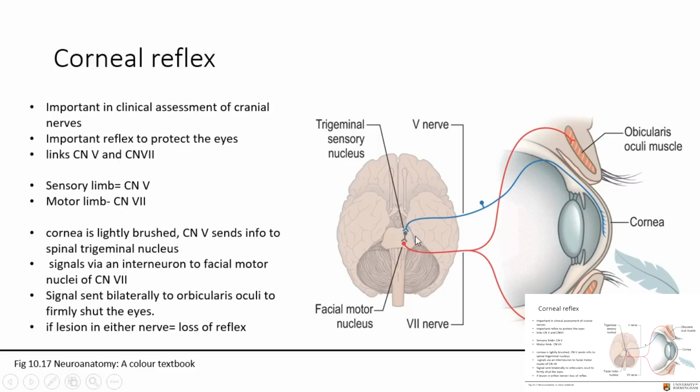In here, they synapse with an interneuron that will go directly to the motor fibers, or the facial motor nucleus, that has the cell bodies of the lower motor neurons of the facial nerve, and they will go and supply the orbicularis oculi muscle to blink.